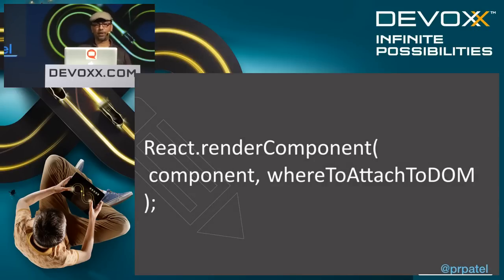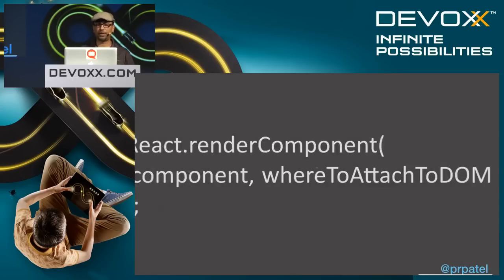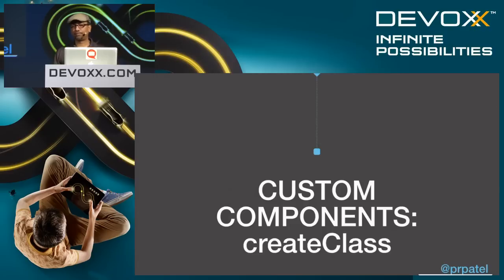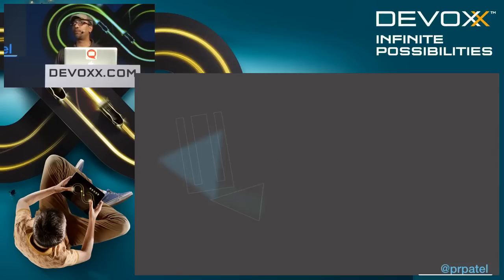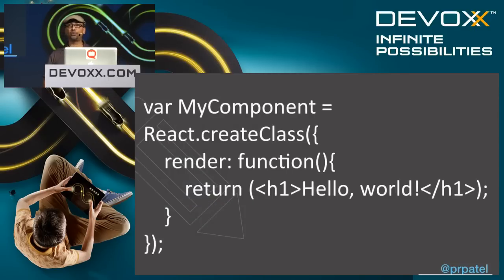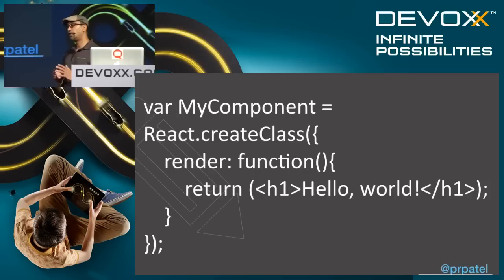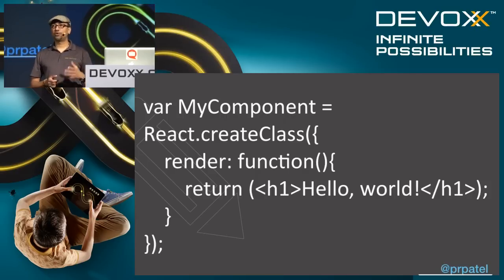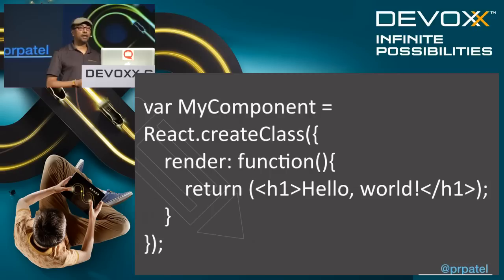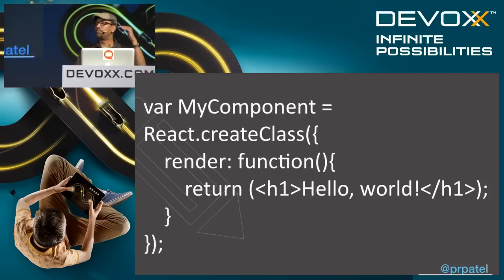I've already talked about renderComponent: the component itself, and where to attach it into the DOM. And when we want to create specific components of our own, i.e. wrap them around an object, we use React.createClass. What this does is create a specific component that is now reusable. When we look at the code for the Twitter example in a few minutes, you'll see that we use the same tweet class that we created, i.e. the component, to show the multiple tweet entries that we have on the screen.